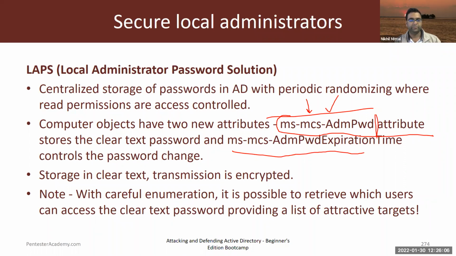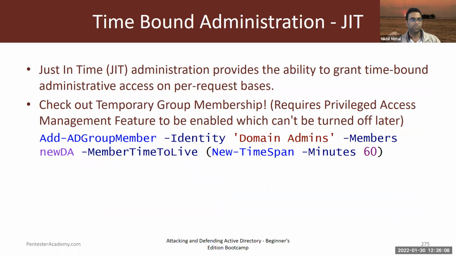All right. Then when we talk about time-bound administration, you can use temporary group membership. Once again introduced in Server 2012, make sure that the PAM, Privileged Access Management feature, is turned on at the forest level. And then you can specify membership with a time to live. In my opinion, I've tried this with attacks like DCShadow. Once you have this TTL configured, there is absolutely no way to tamper with it. So this is pretty useful to control the membership of powerful groups like domain admins.